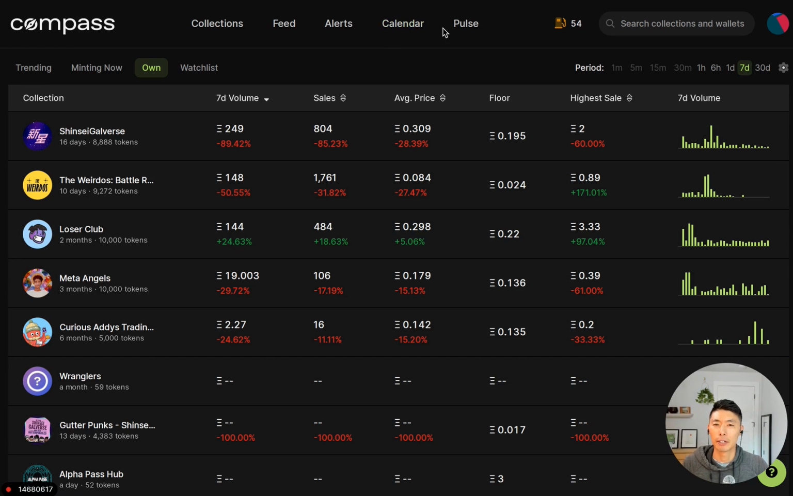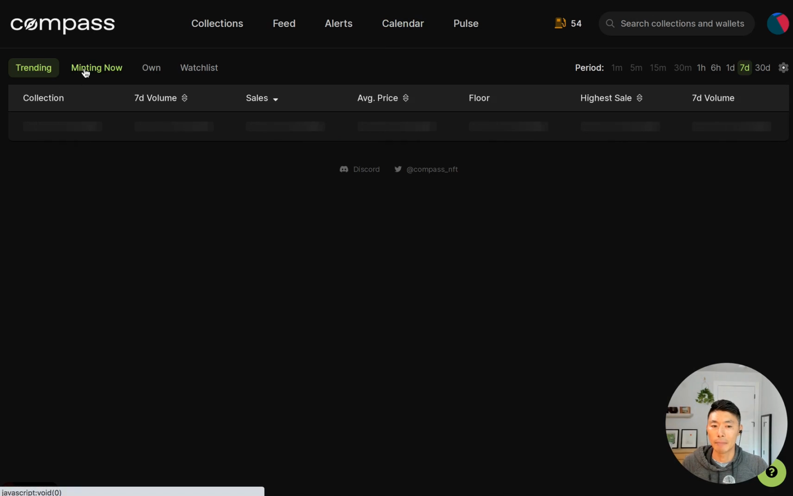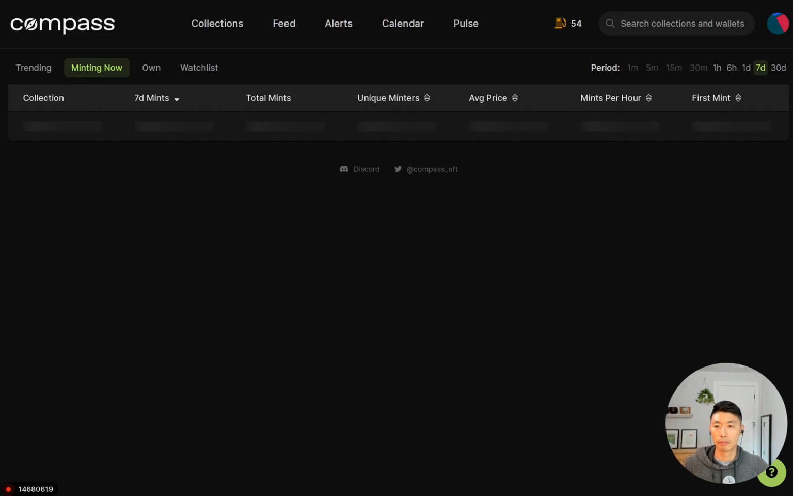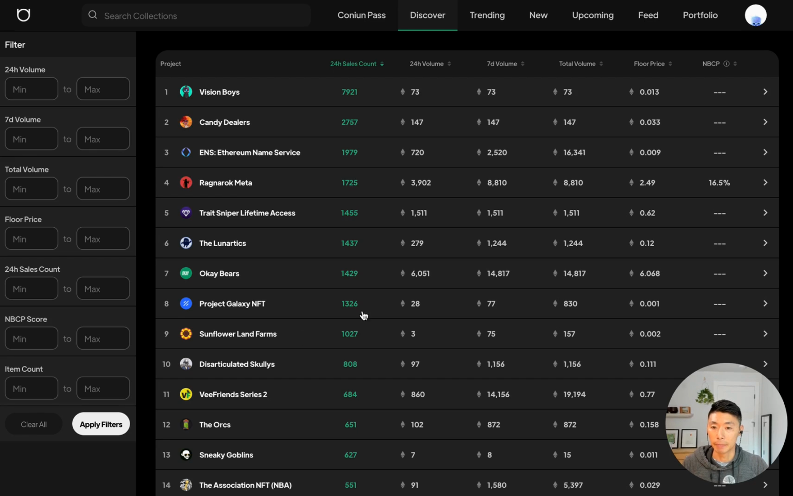And these are different calendars, a little bit of a commodity. You can see it from different sites, trending and minting. I don't often go here to see, but it is a nice tool, and I've heard good things about it. Now, another one is Kanye here.